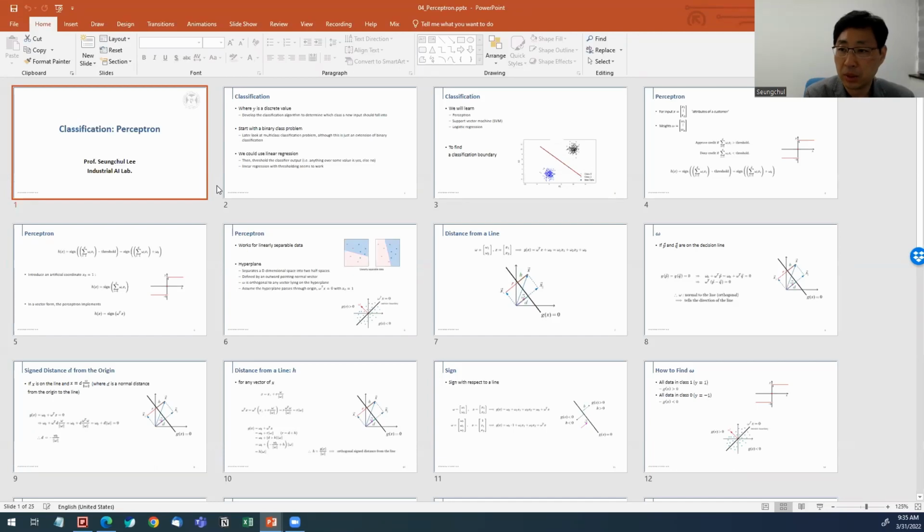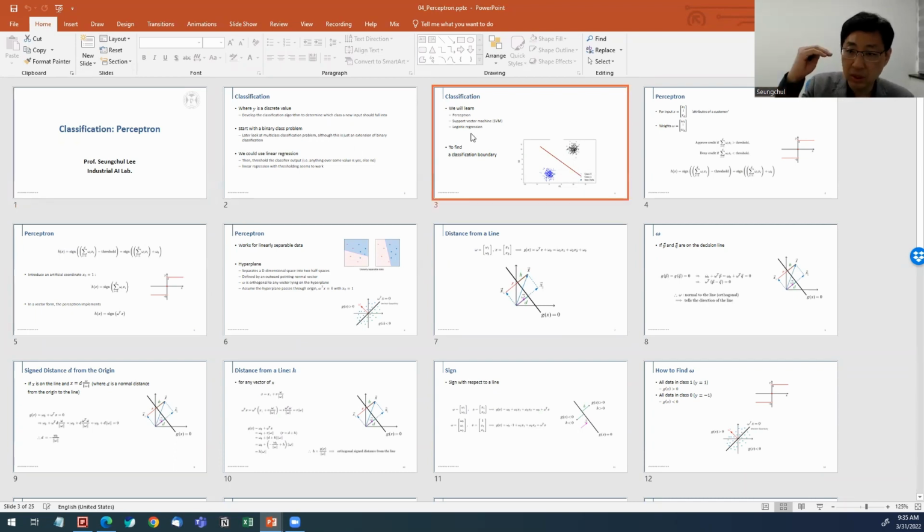I think last time we started talking about classifications. We're done with regressions. Now we move on to another topic, which I think is also really important. Here I'm going to cover three different methods. The first one is perceptron, the second is support vector machines, which is SVM, and the last one is logistic regression.